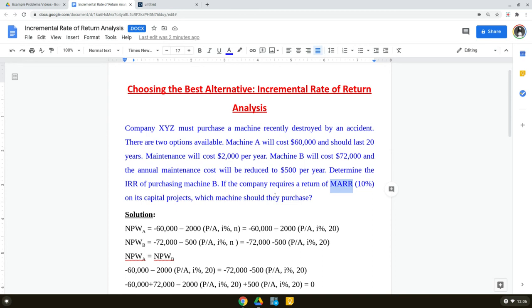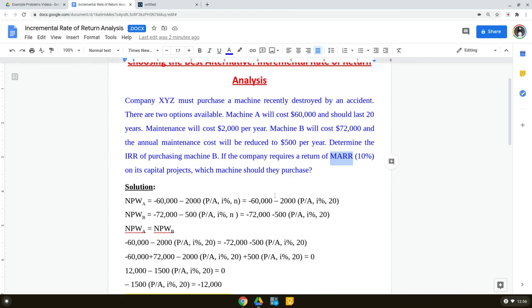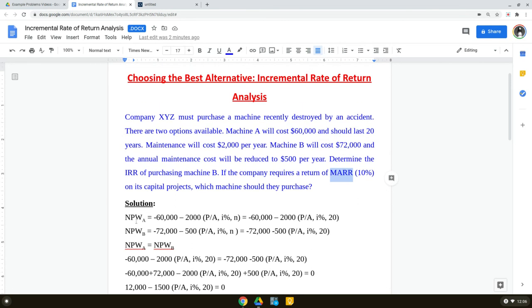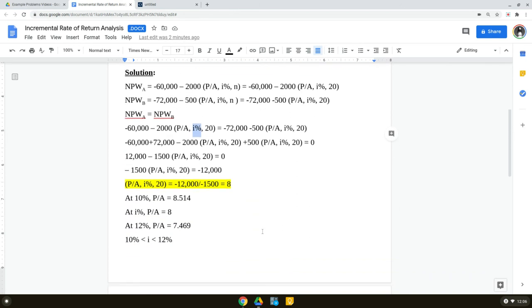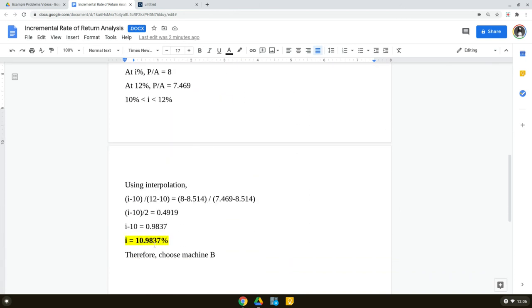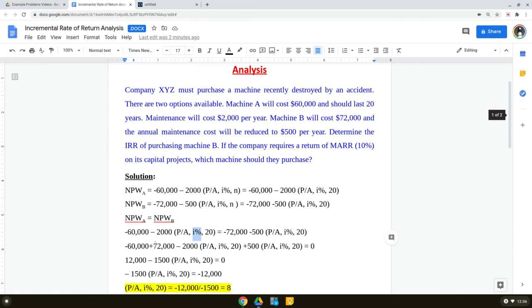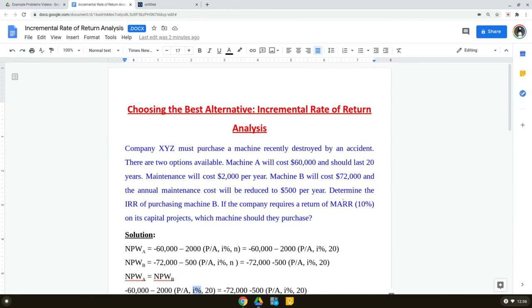So the bottom line, what we learned in this video is, if two alternatives are given, first write the expressions for their net present worth for both the options, then equate them so that you can find the incremental rate of return. And once you find the incremental rate of return, you compare that with the minimum attractive rate of return, and based on that you make the appropriate decision about which alternative should be chosen.